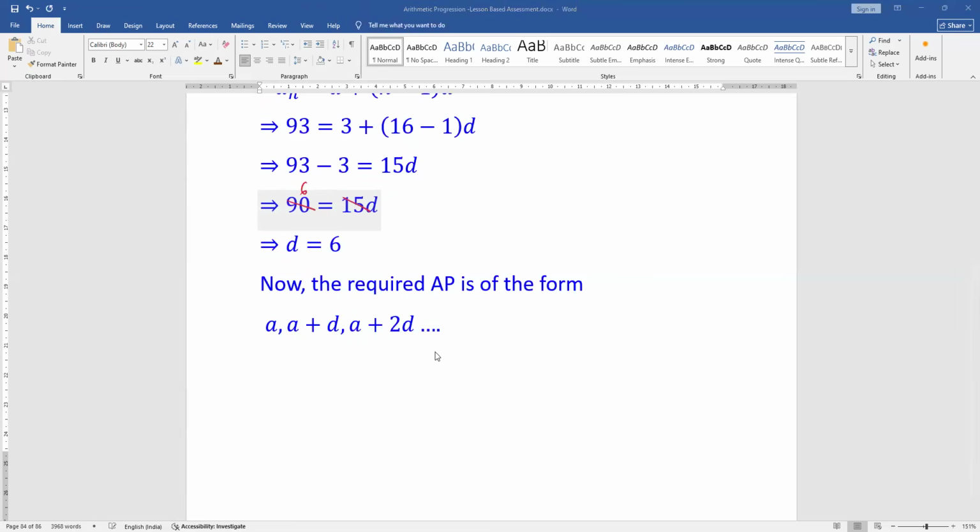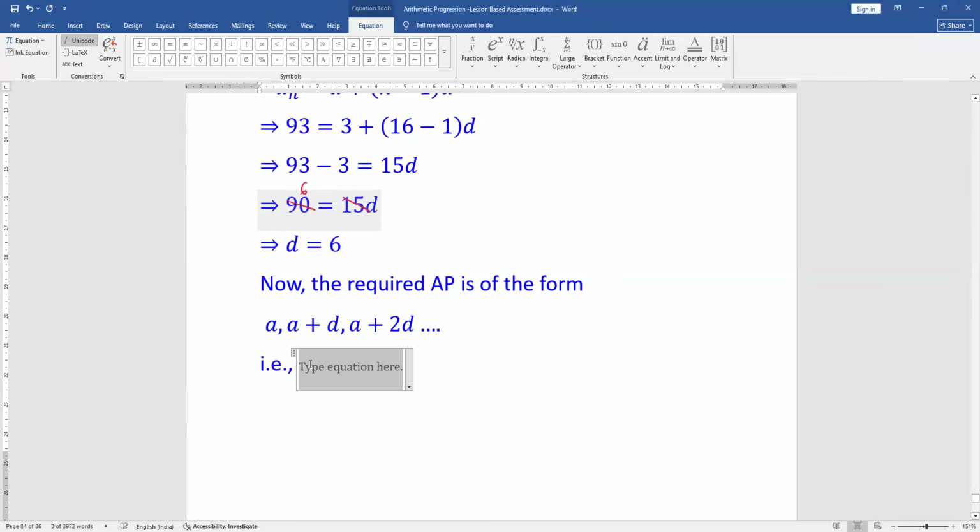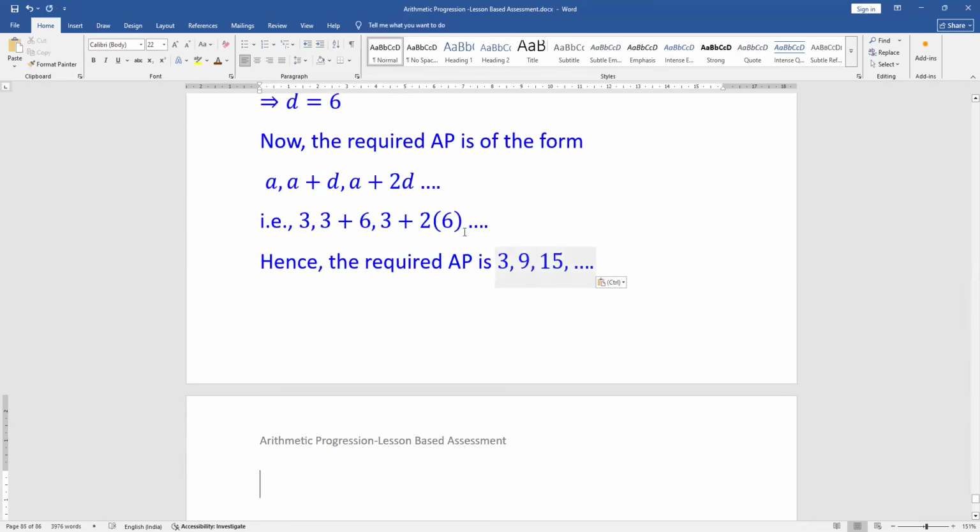That means the first term is 3, then 3 plus 6, because a is 3 and d is 6. Next, 3 plus 2 into 6, dot, dot, dot. So hence the required AP will be 3, 9, and 15. 2 sixes are 12, 12 plus 6 is 15, like that. So now I got that part.